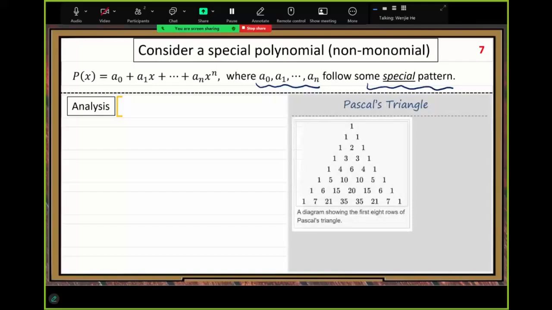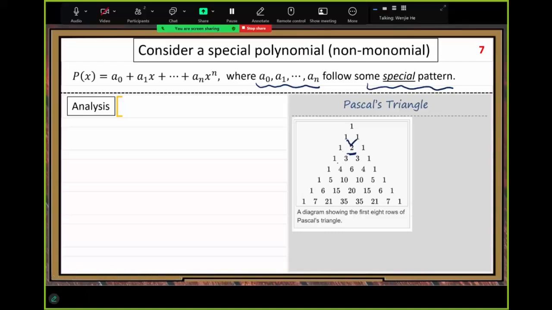This is Pascal's triangle. That little triangle. Has any of you seen this before? Pascal's triangle. Okay. Top is 1. Then 1, 1. Then you can see in each next row, the current number is the sum of the two numbers on its shoulders in the previous row. Always like that.